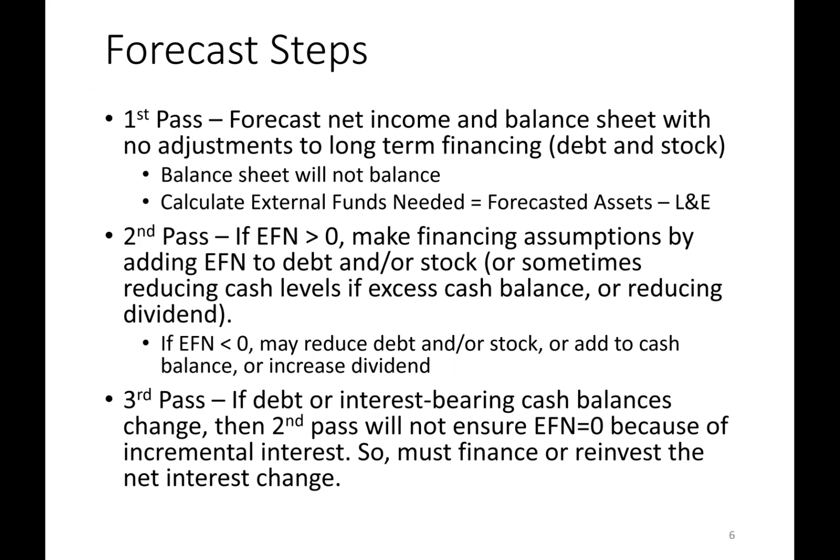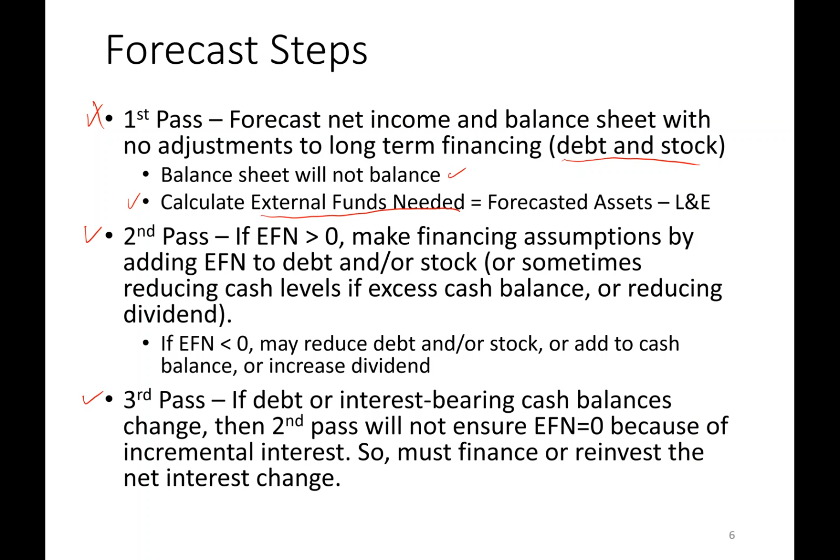When we forecast the financial statements, what we're going to do is a number of passes. Our first pass, second pass, and third pass for our pro forma financial statement. So what are you going to do in your first pass? You're going to forecast your net income and balance sheet balances with no adjustments to long-term financing. In other words, don't mess around with debt and stock yet. What's going to happen is your balance sheet is not going to balance. So assets are not going to be equal to liabilities and equity. So you're going to calculate your external funds needed.